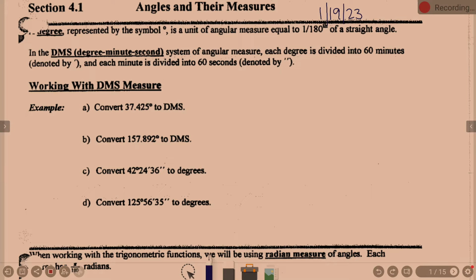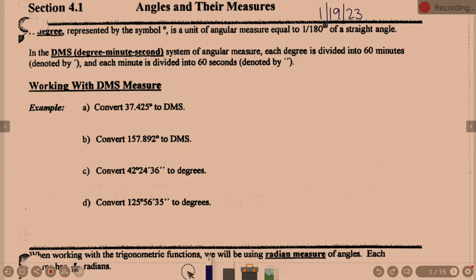Now, okay, so we're going to start with, and we're going to go both ways here, but this first one is how do we convert degrees, 37.425 degrees, to DMS? So how do we break it into degrees, minutes, and seconds? Now, what do we know already? Start with the obvious. How many degrees are there going to be?